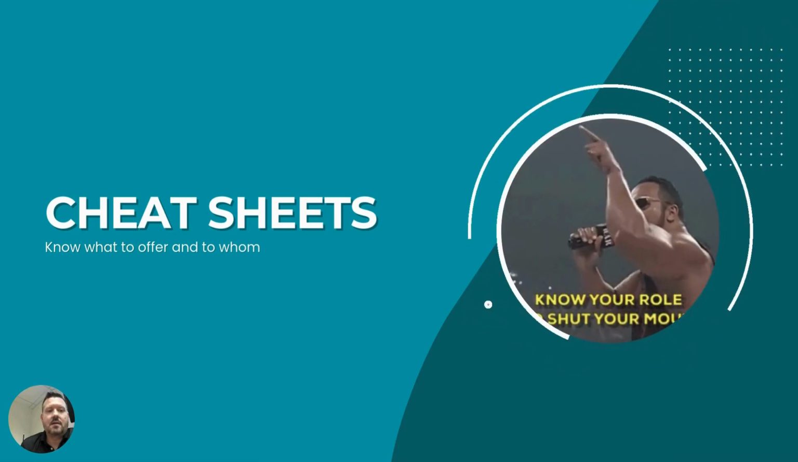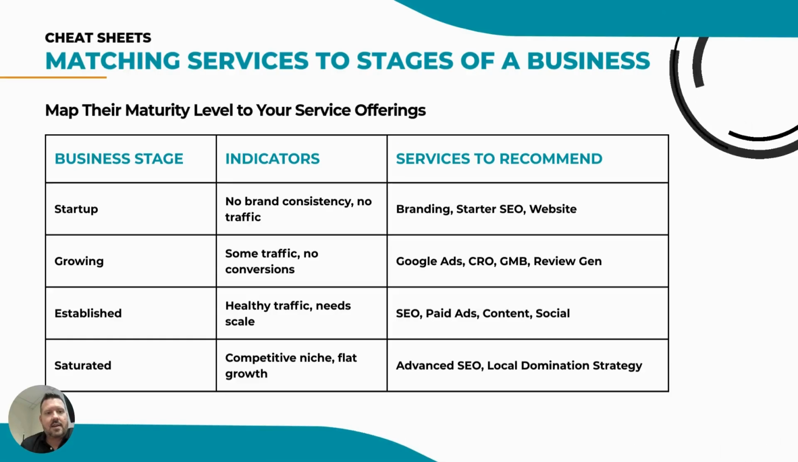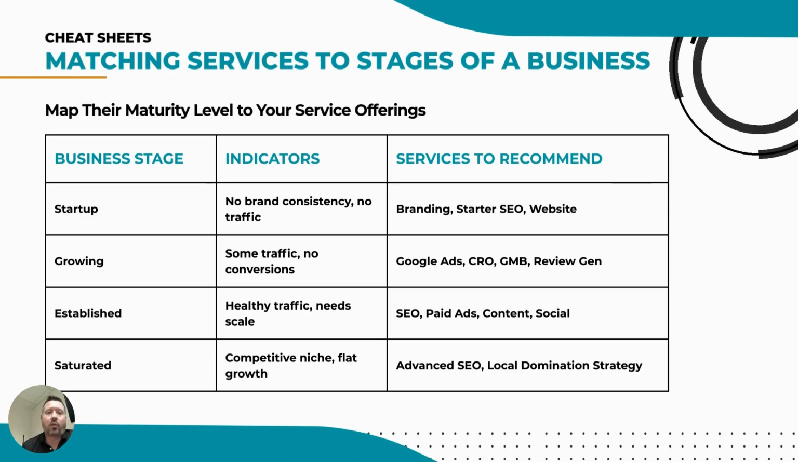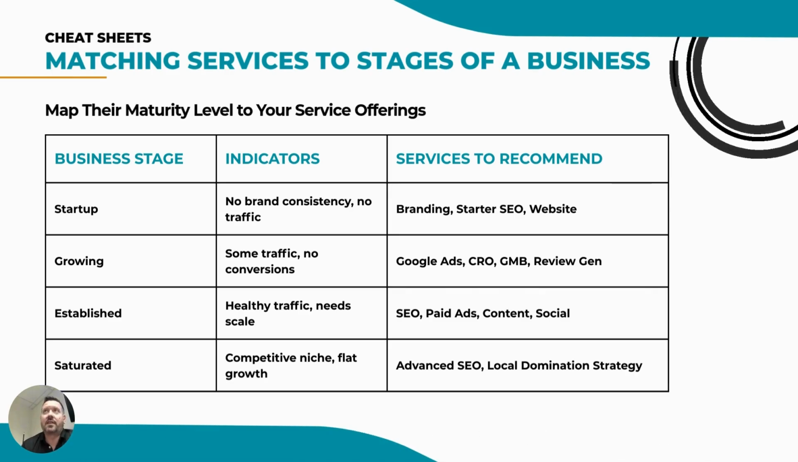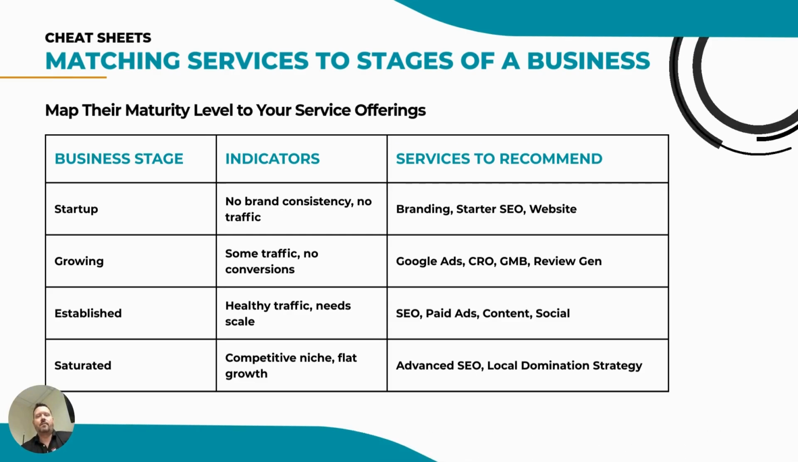Some cheat sheets here for you. I'm going to send you guys this in PDF form too when we're done. Matching services to stages of a business: map the maturity level to your service offering. So startup businesses typically don't have any branding. They don't really have much of anything. They're literally starting from scratch. Maybe they just got their LLC on SomeBiz, or maybe they just joined Alignable or something like that.